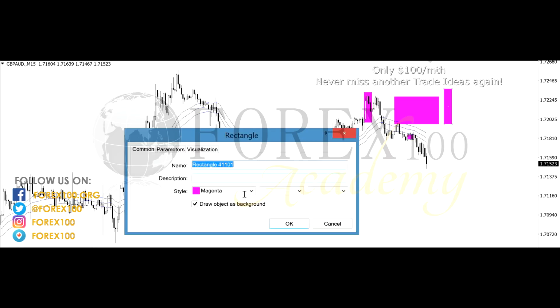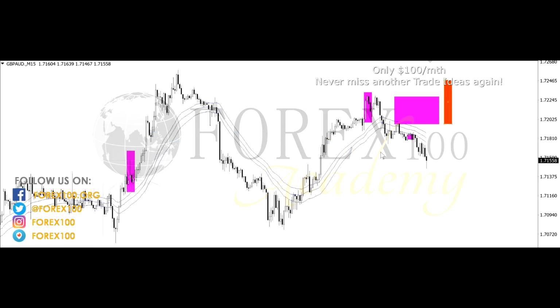So we just put it in red. 1.7232 plus 15 pips higher, so that'll be 47 pips. Alright, so this is my initial risk.